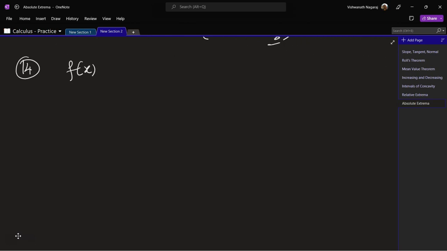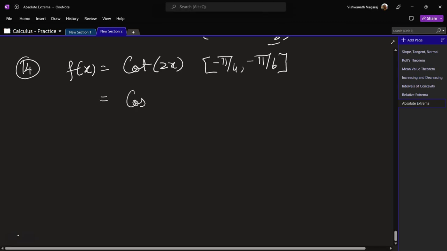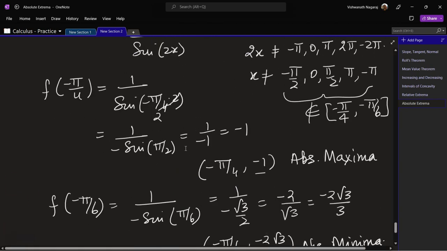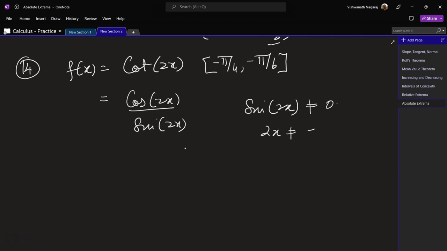14th one, f of x is equal to cot of 2x in the interval minus pi by 4 comma minus pi by 6. This can be written as cos of 2x by sine of 2x. Now this means that sine of 2x cannot be equal to 0. That means 2x cannot be equal to, as we have seen in the previous example, minus 2 pi, minus pi, 0, pi and 2 pi, which means x cannot be equal to minus pi, minus pi by 2, 0, pi by 2 and pi.